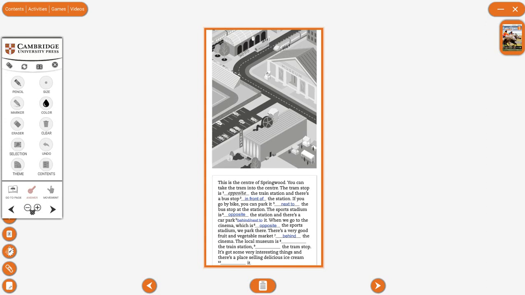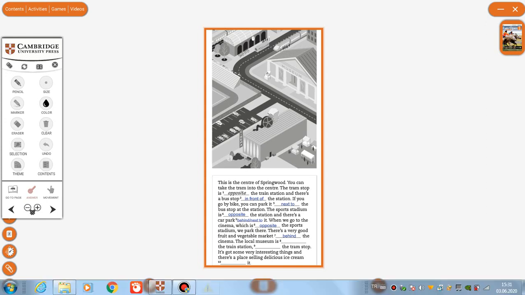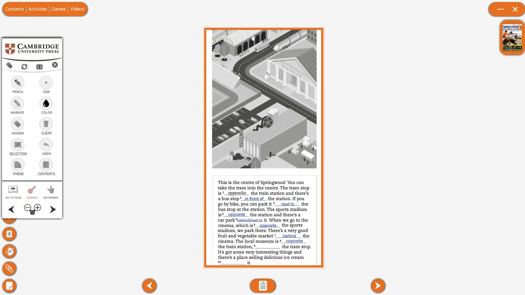Now you can give 2 answers in these sentences. Sorry, you can say opposite. In the other blank, you can say 2 answers. The train station, blah blah blah, the train stop. Where is the train station? Next to, you can look at train station. Next to or behind the train stop.